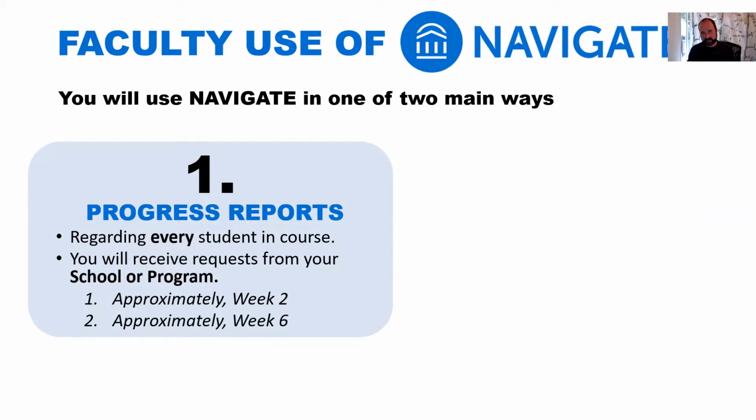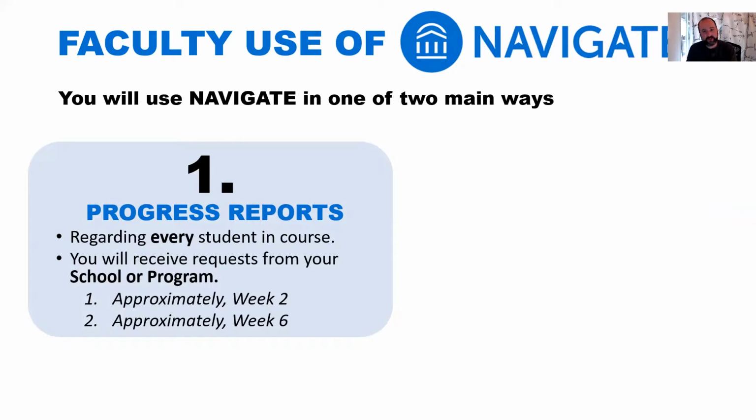And this will happen in maybe week 2 and then maybe week 6 after midterms, dependent on the school or program or advising staff that reaches out to you. Now, not every class is going to get a progress report. These will be targeted to classes that are kind of gateway classes or often classes meant for first-year students.